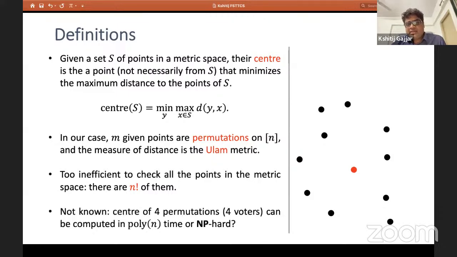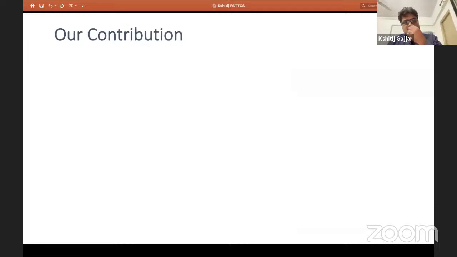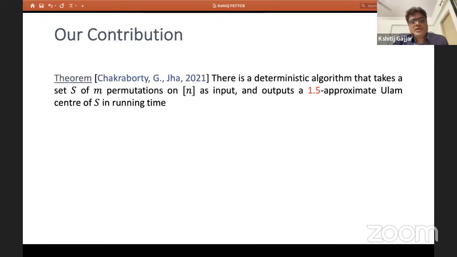And in fact, if the number of voters is fixed to be a constant, fixed to be 4, then we don't even know whether we can compute this in polynomial time, and we don't even know if it's NP-hard. However, if the number of voters is also part of the input, the number of voters is m, then we know that the problem is NP-hard.